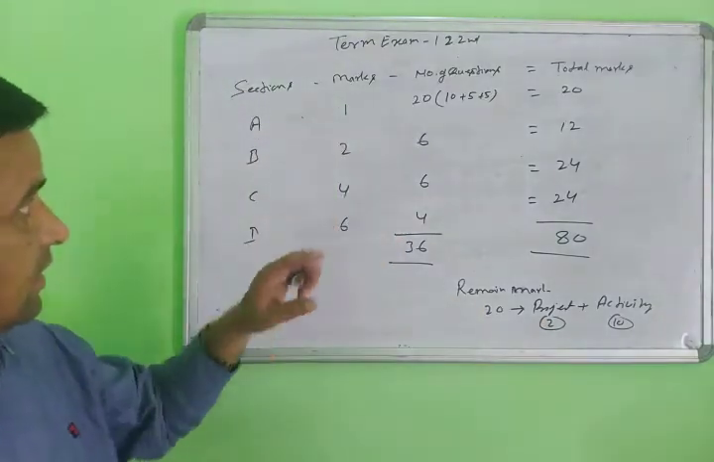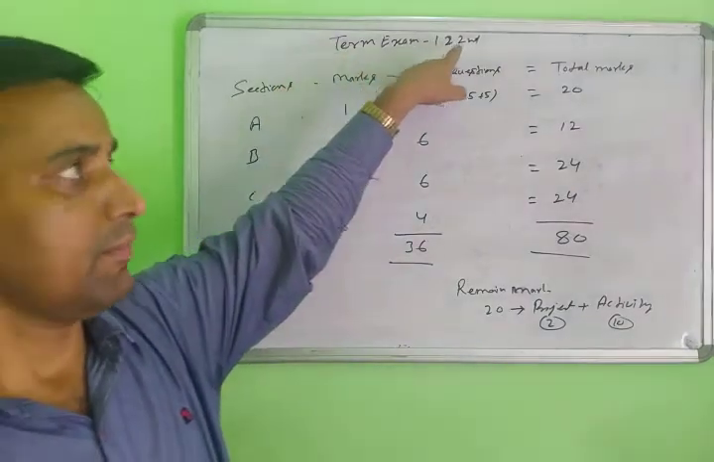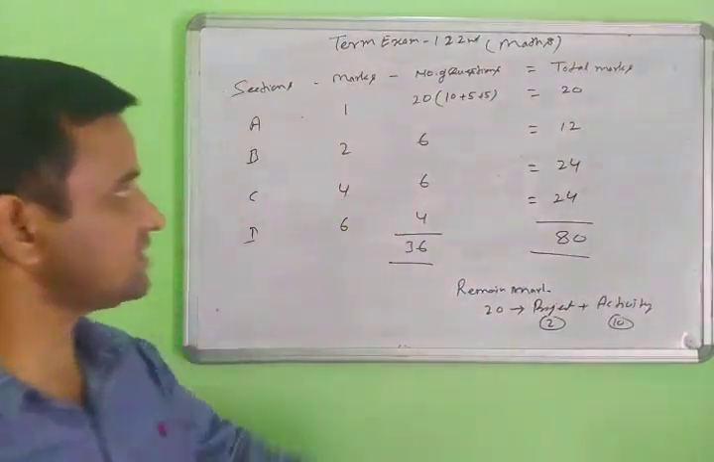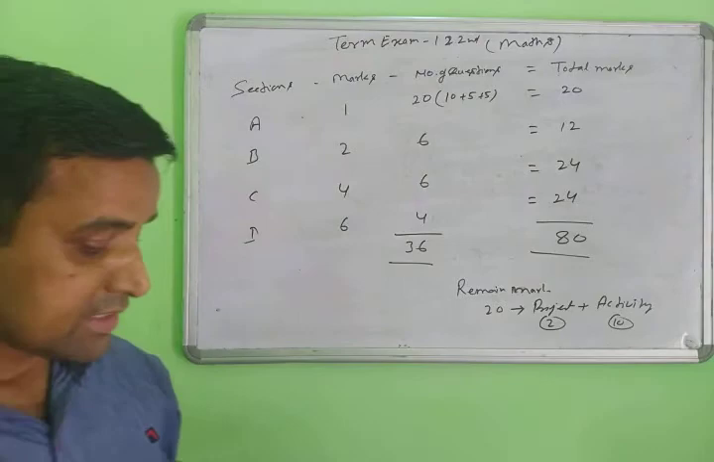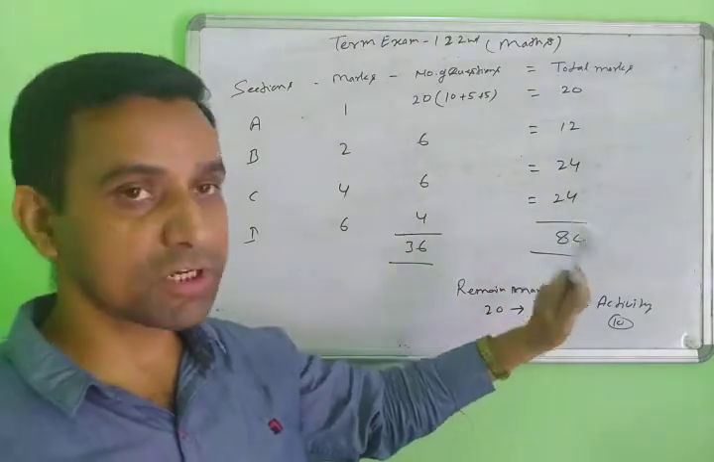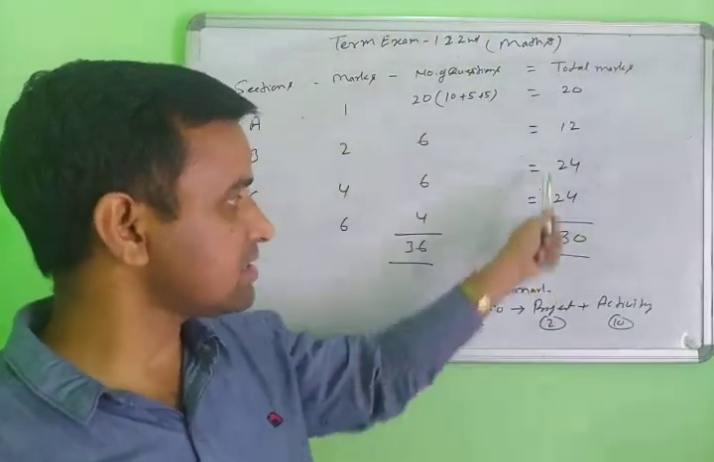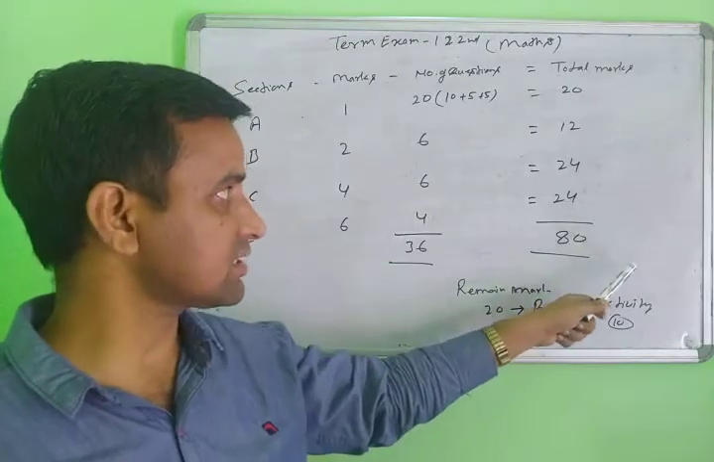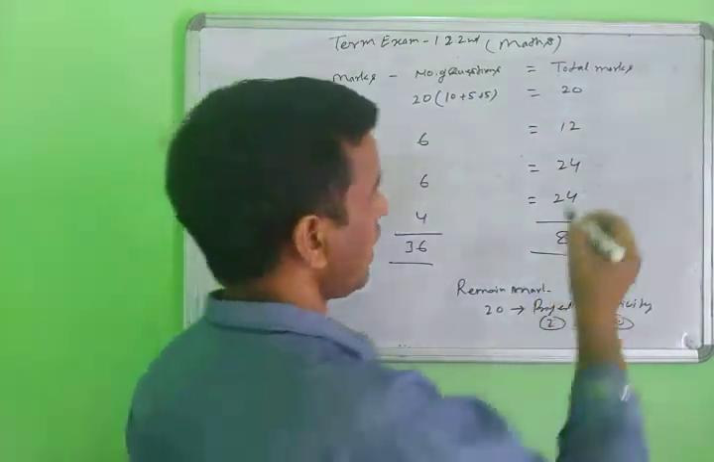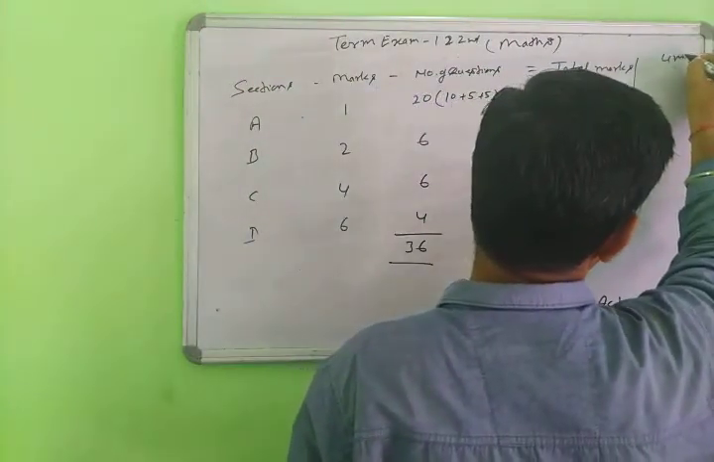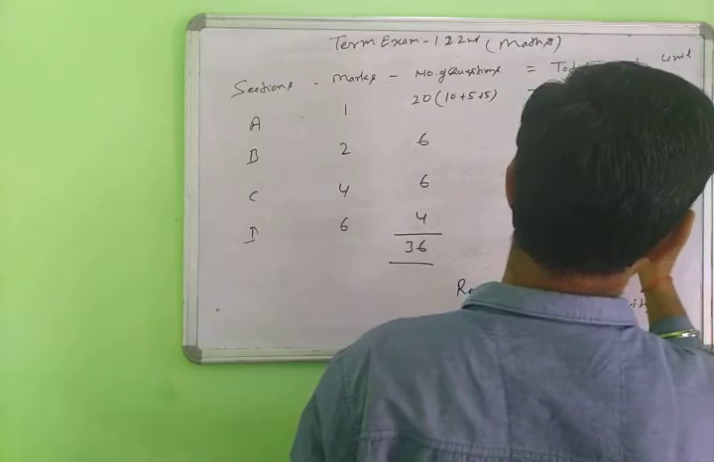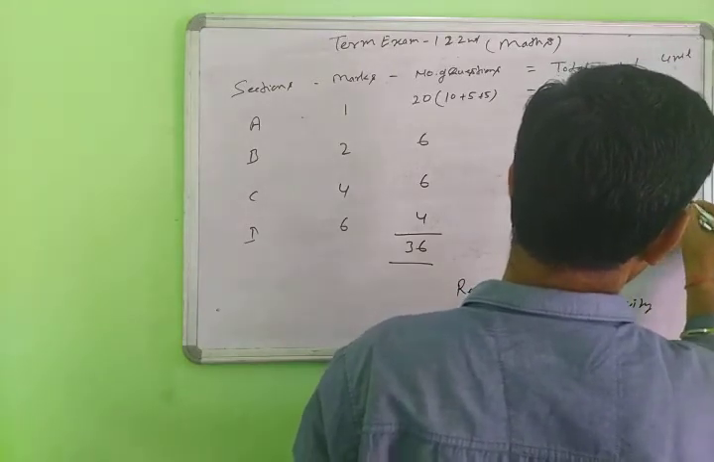So this is the structure of the term exam in mathematics. The second thing is the unit exam. The unit exam will be conducted for 40 marks. The term exam is 80 marks and the unit exam is 40 marks, so this will be just half. Here 20 marks means 10. This will be converted to 10, this will be converted to 6, this will be converted to 6, and this 12 will be converted to 12. This is the 40.